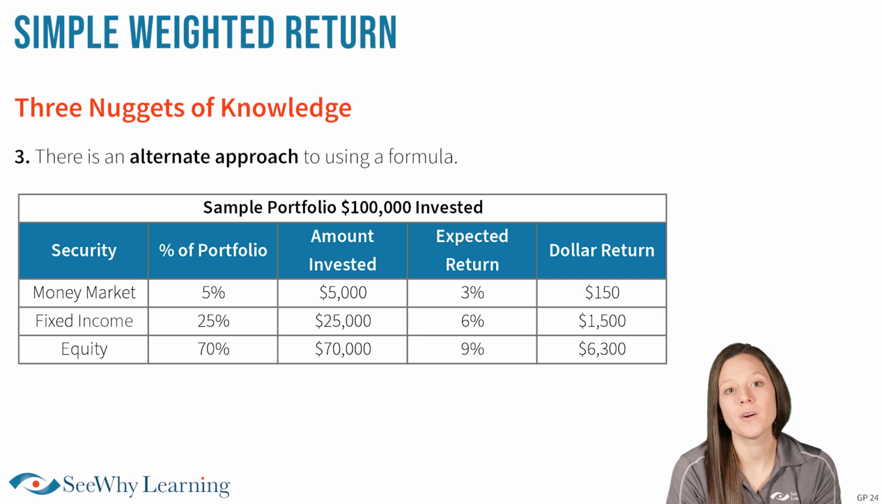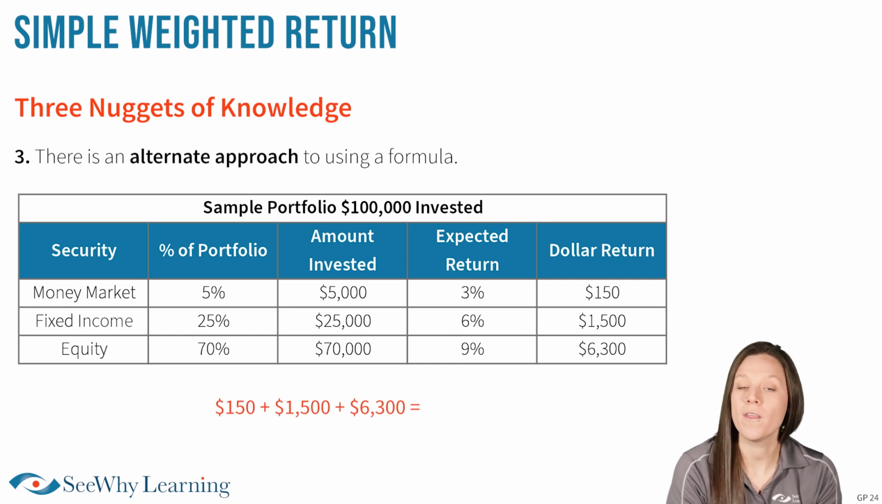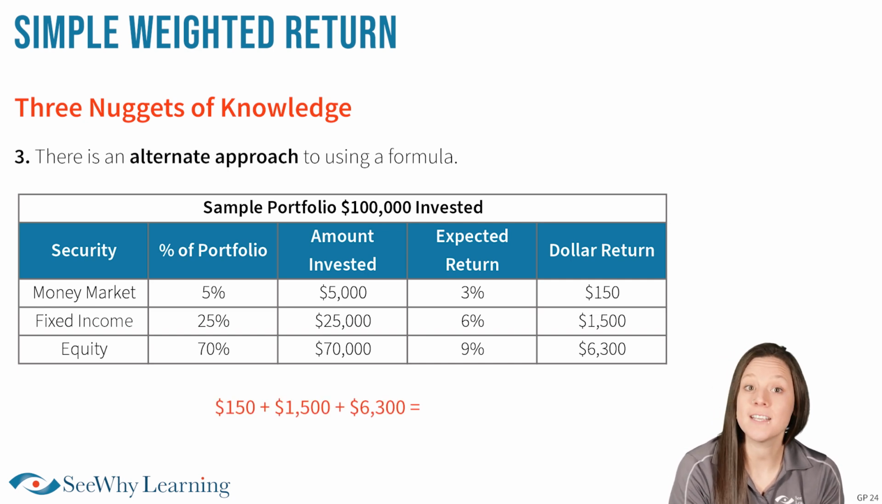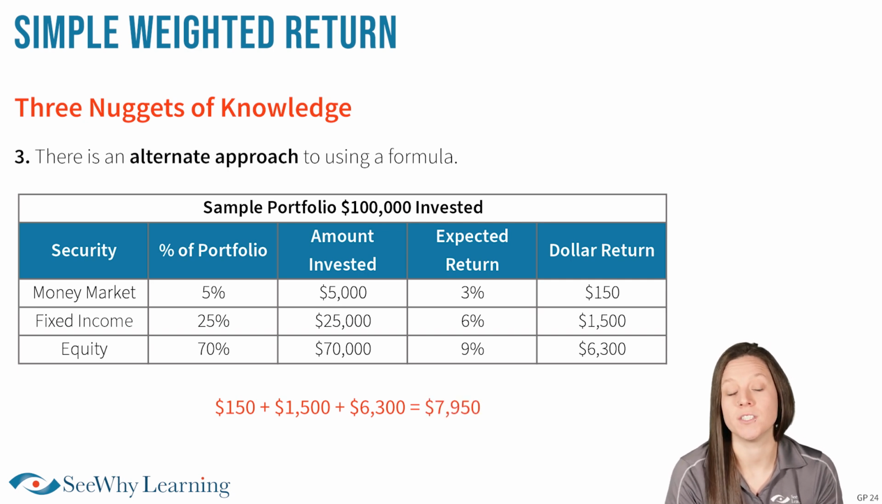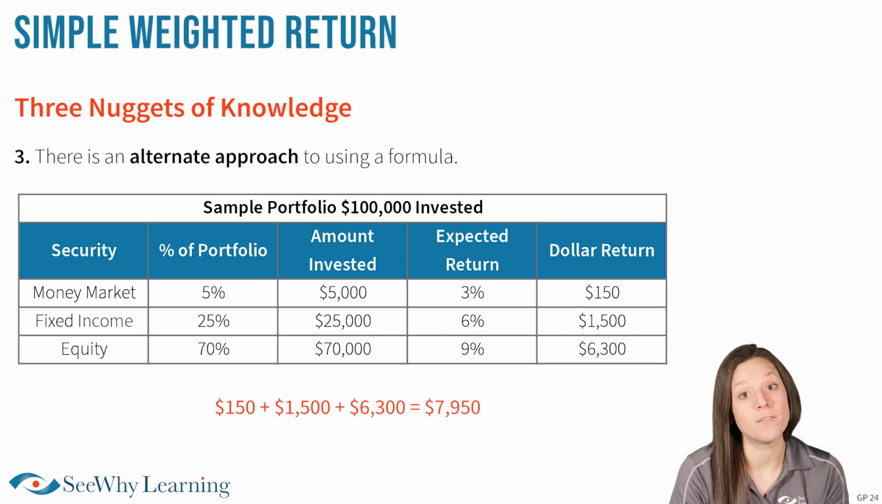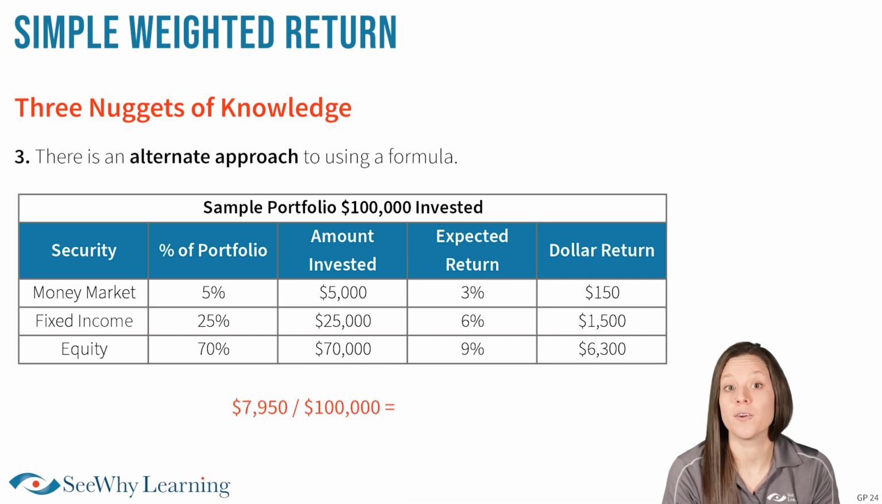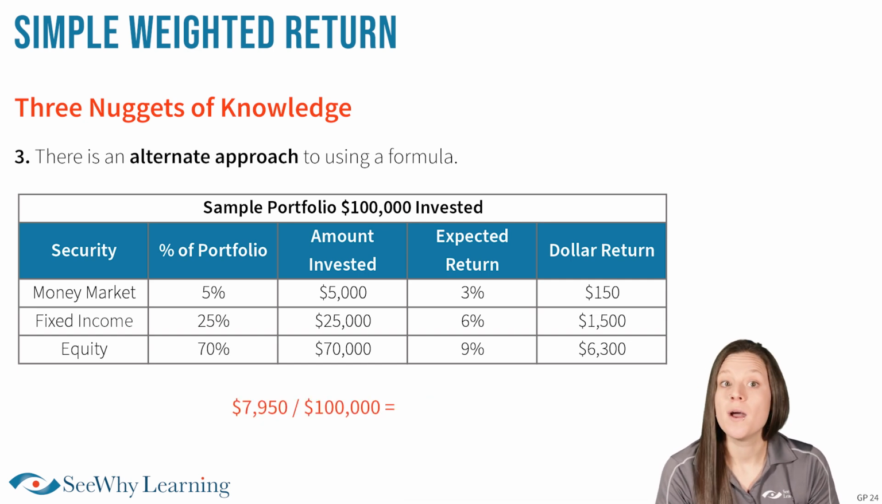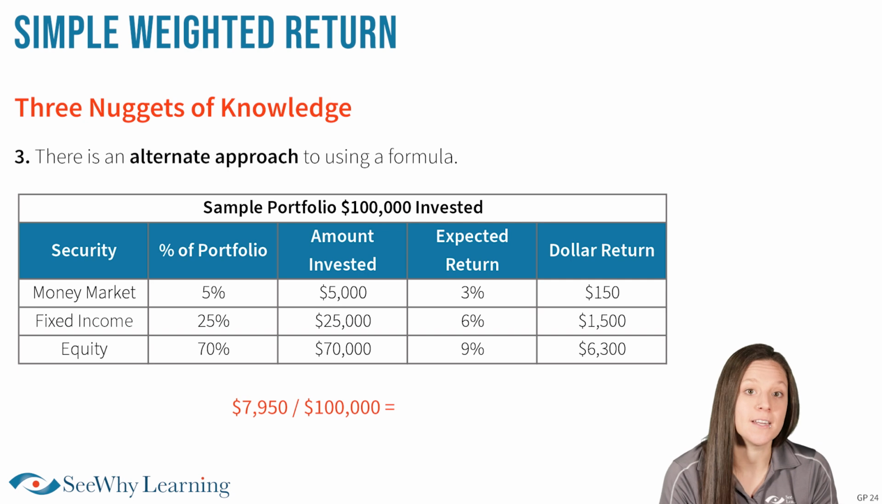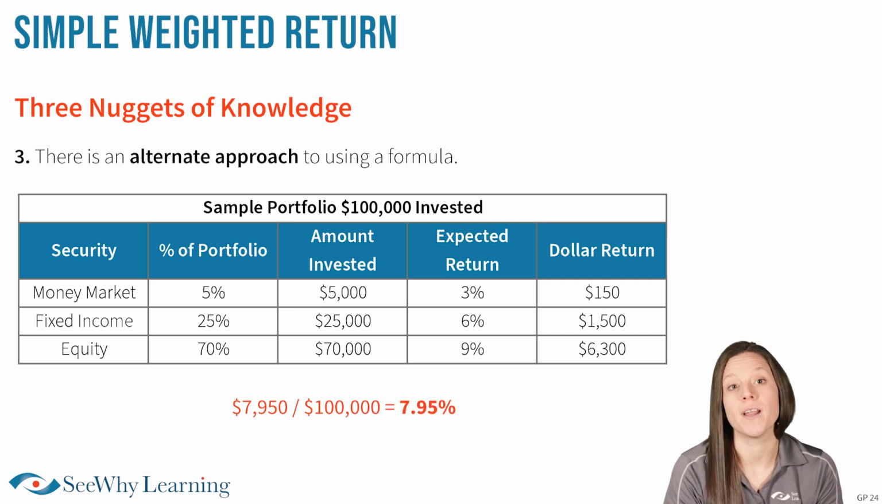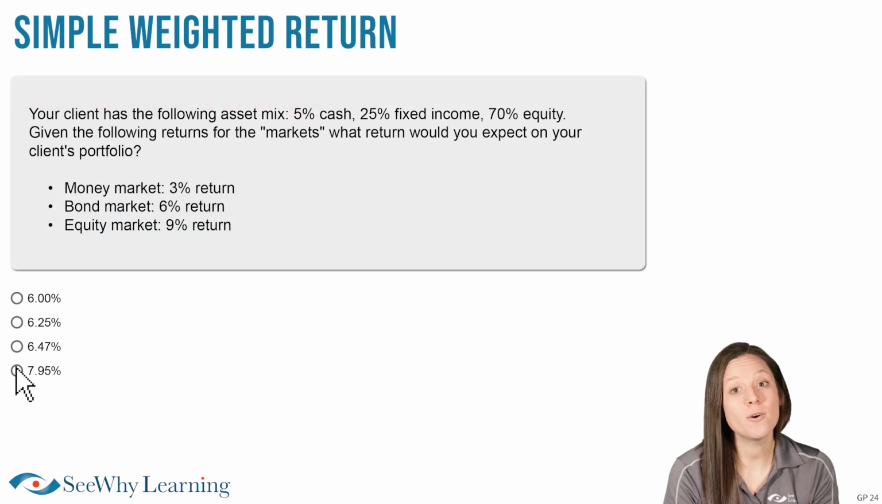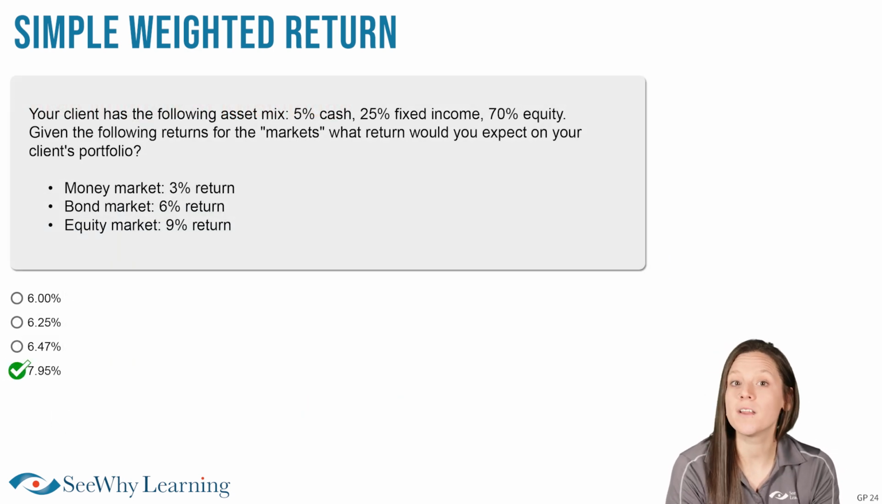Now, if the portfolio earns $150 plus $1,500 plus $6,300, that will total $7,950. And if we divide those earnings of $7,950 in dollar return by the $100,000 invested in the portfolio, we arrive at a simple weighted average return of 7.95%. This approach may look like more work, but I think you will find it more intuitive. And when you understand something, it means you don't have to rely on pure memorization.